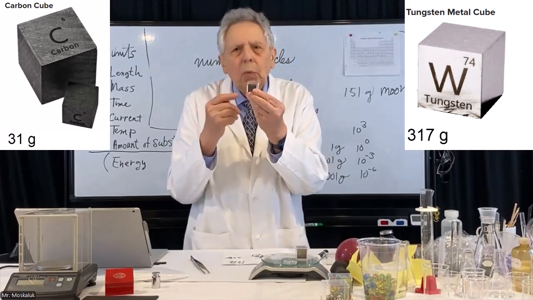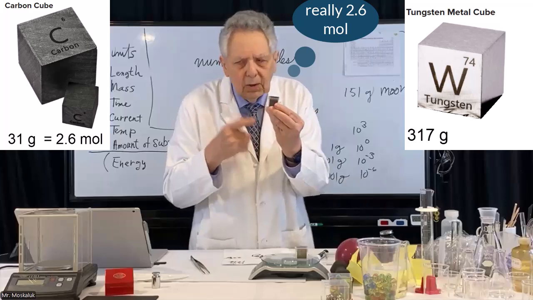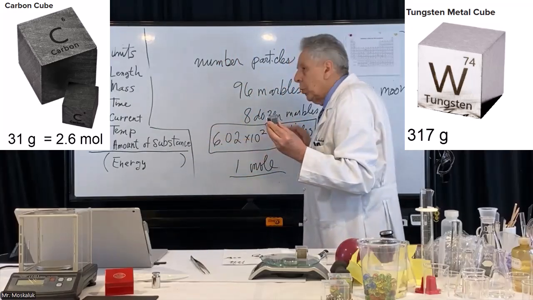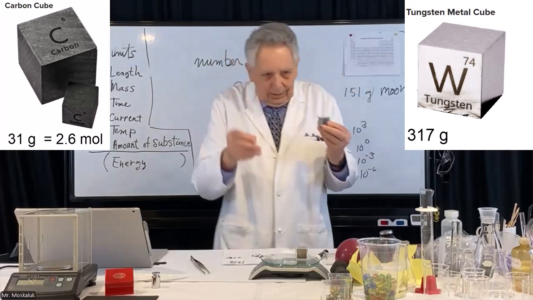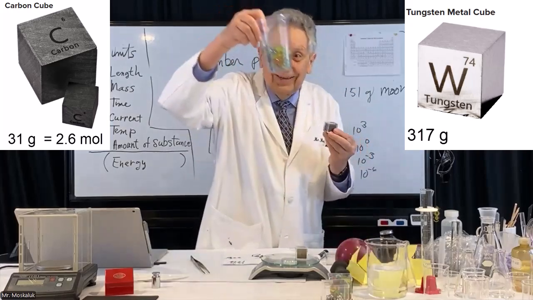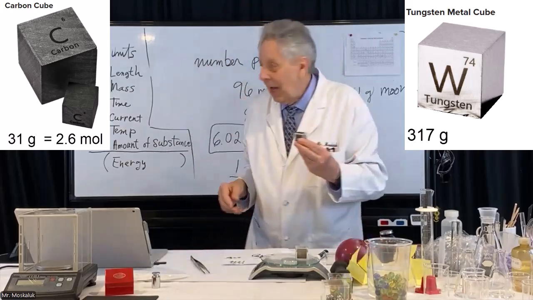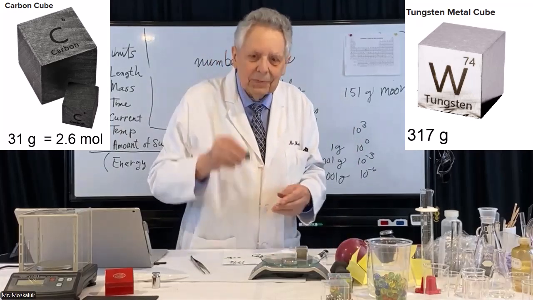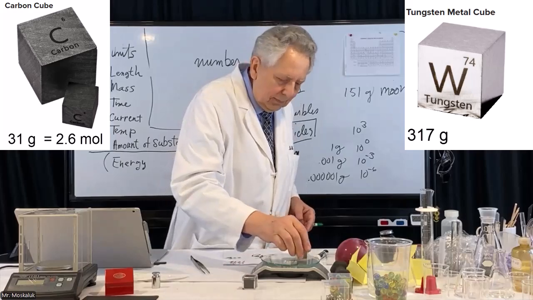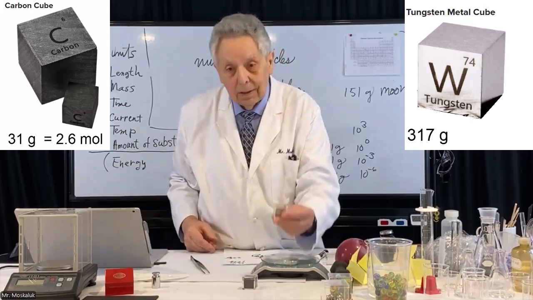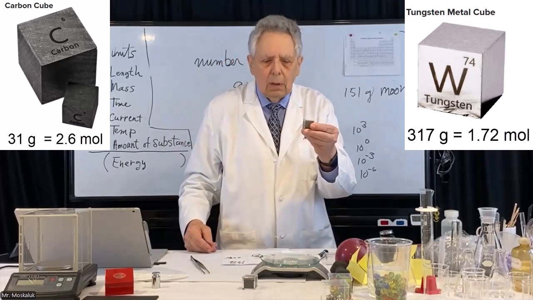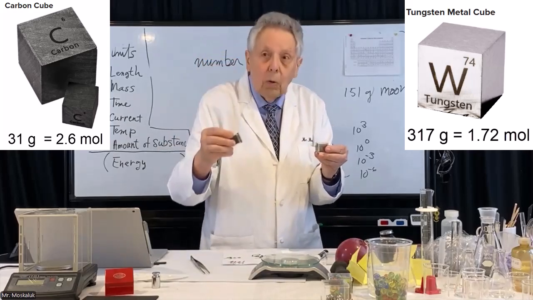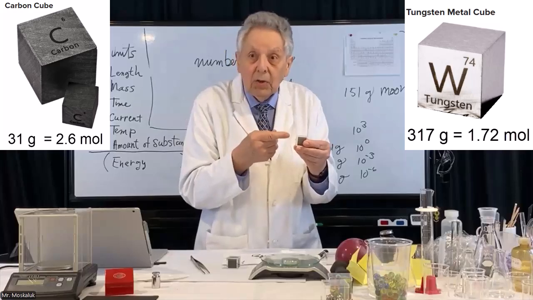this is 2.05 moles. 2 times 6. So that's 12 times 10 to the 23 particles. If I did a marble count, I'd have to count out 12 times 10 to the 23. Thank goodness I don't. This tungsten is only 1.7... 2.5 moles. I have less tungsten.